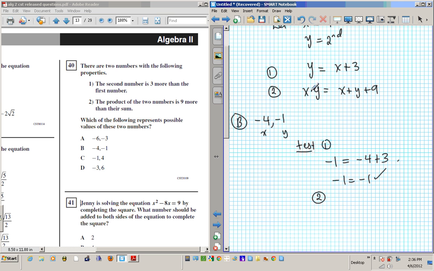Let's test the second equation. The product of the two numbers, -4 times -1, is it equal to your sum, -4 plus -1 plus 9? -4 times -1 is 4, because minus times minus is plus. And when I combine these two, -4 plus -1 is just add and keep the sign, -5 plus 9. Is 4 equal to 4? Absolutely. So B satisfies both equations, so my answer is B. I don't need to progress because that's the final result. So B is my answer.